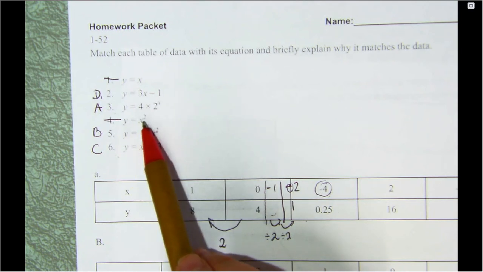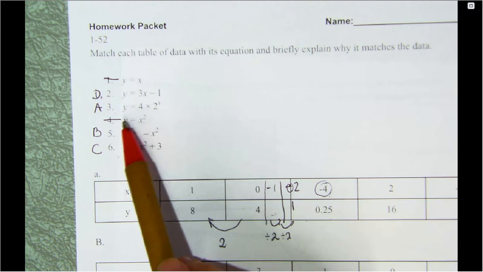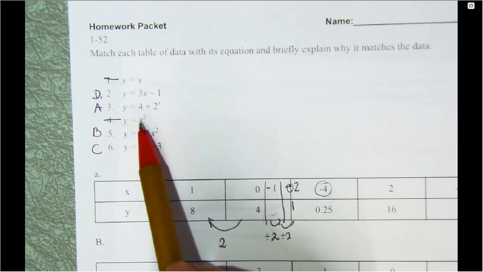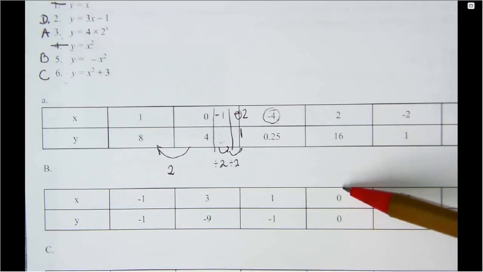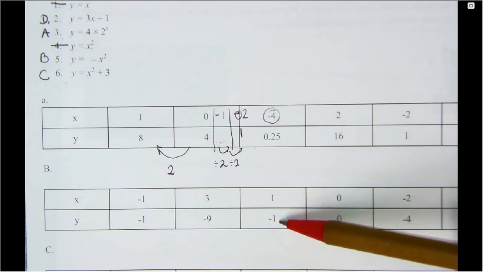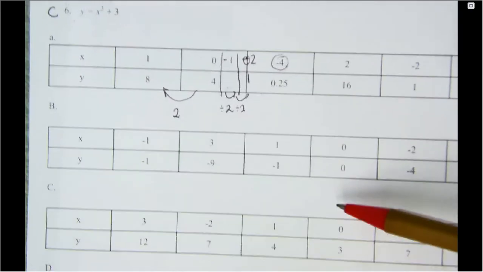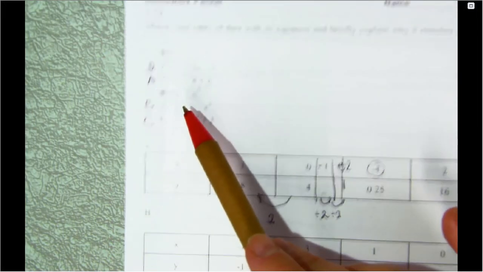Y equals x squared. So if I pick anything for x and square it, that should be y. So for example, well, 0, it should be 0. So I got 1 like this, okay? But if I take 1 and square it, I will also get 1, so it doesn't match. And there's no other ones that start with 0, 0. Okay, so that one did not have an equation.